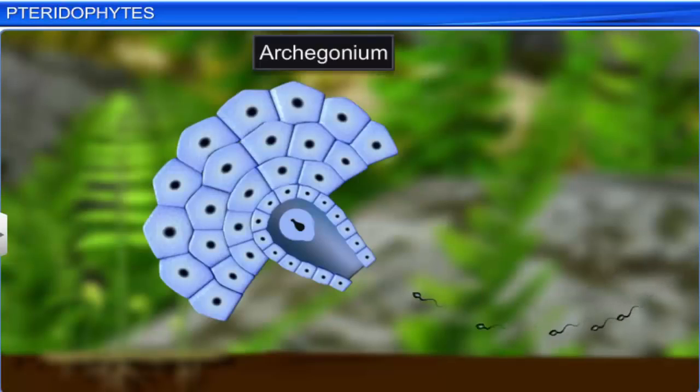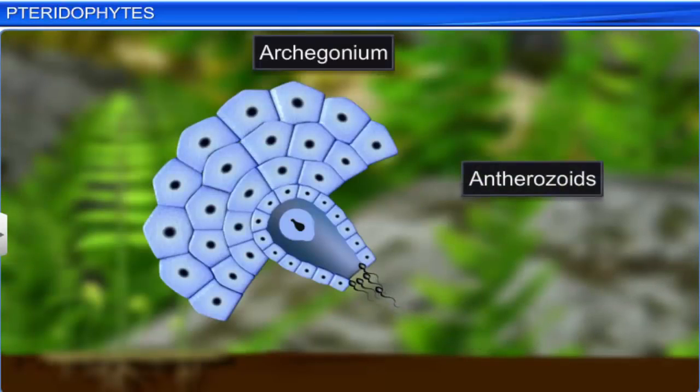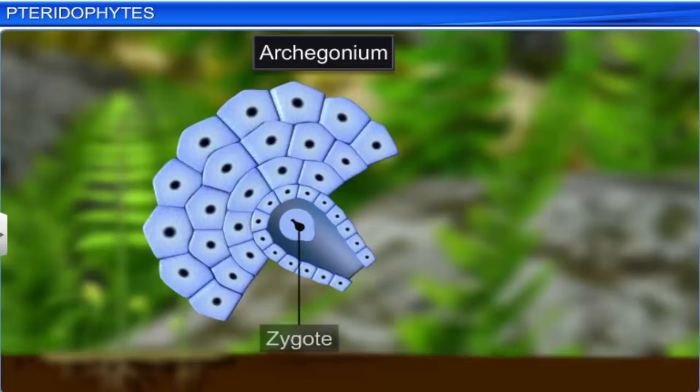When released, antherozoids travel through water and eventually reach the mouth of the archegonium, where each one fuses with an egg to form a zygote.